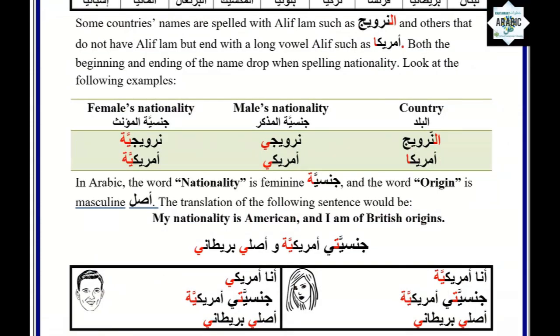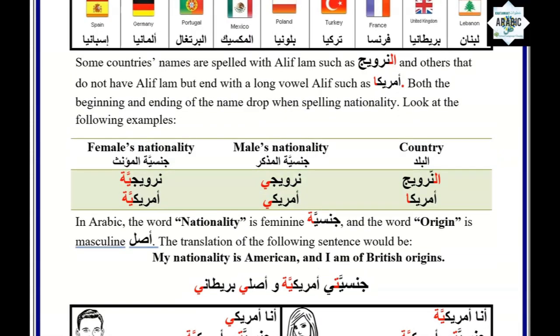What you could notice in these examples is that some countries have alif lam, like Al-Mexique and Al-Portugal, and other countries do not have alif lam, but they have alif at the end. So some countries are spelled with alif lam, like Norway, and others do not have alif lam, but end with a long vowel alif, such as America.